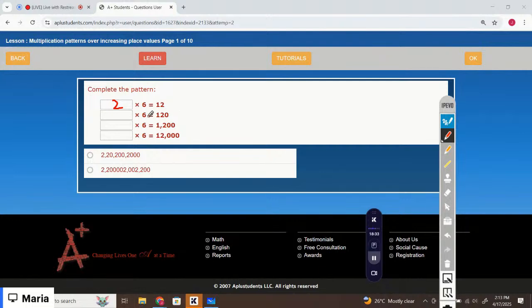Now we have 6 here. All the numbers are 6. Just look at the number of zeros over here. So that is 6 times 20, because here you have 10. So one of the numbers must have 10. So 6 times 20 is 120. 6 times 200 is 1200 and 6 times 2000 is 12,000.